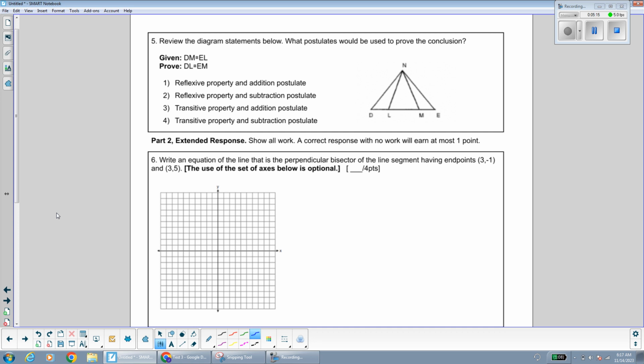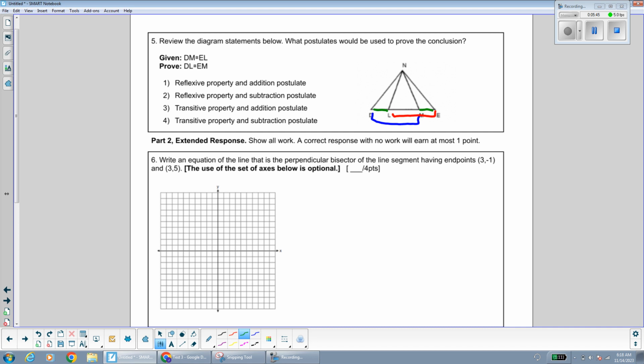Okay, over here, let's mark our diagram. We're given that DM is congruent to EL, and we need to prove that DL is congruent to EM. I'm just going to mark those in green right now, what we're proving. So we're starting with the blue and the red segments, and we're trying to get the green segments. So we're going smaller here. So this is going to be subtraction.